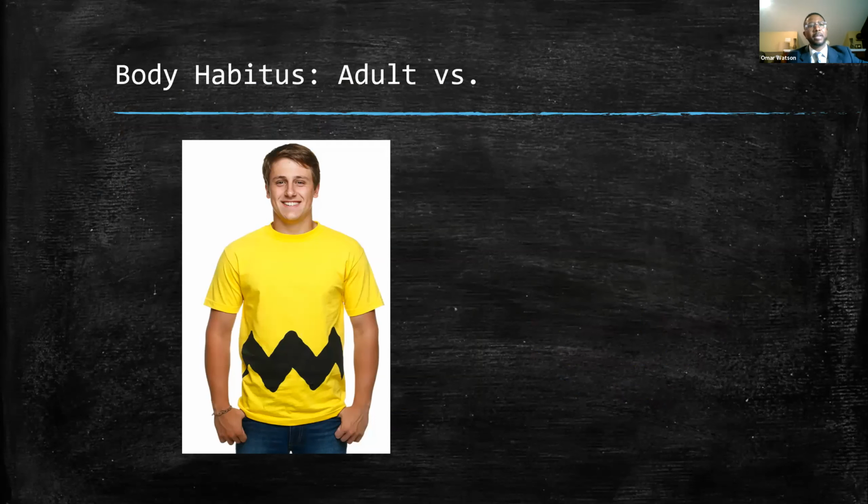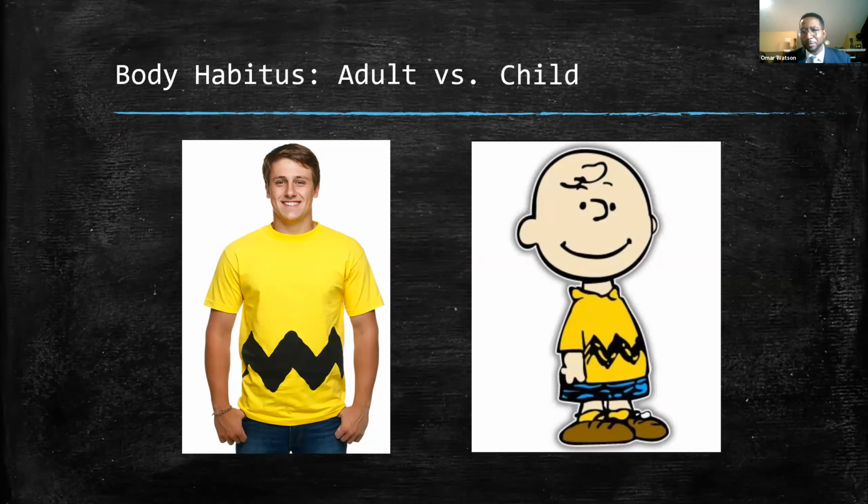So, body habitus, adult versus Charlie Brown, the child. And this may seem kind of funny, but it is true that Charlie Brown represents the typical anatomy for a young child.